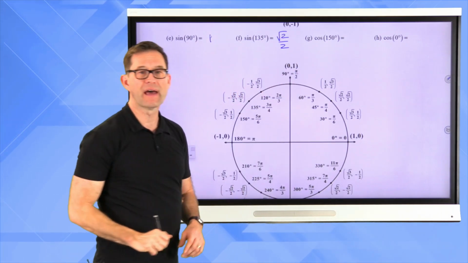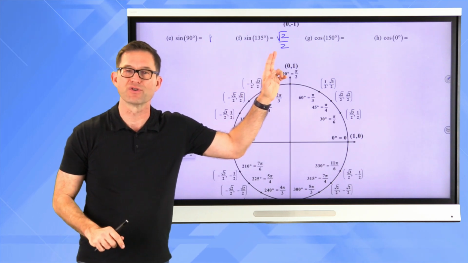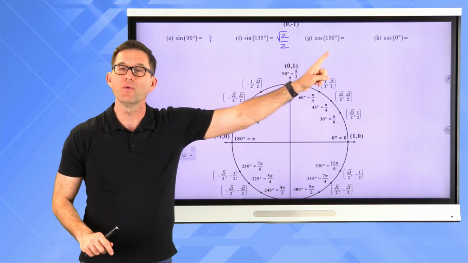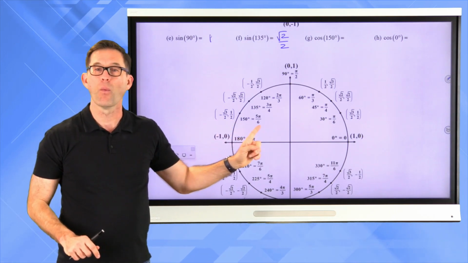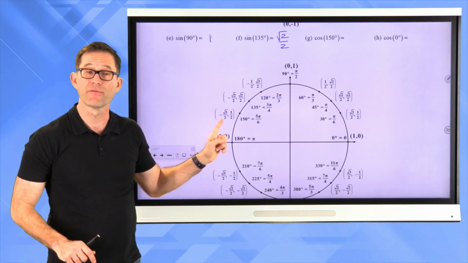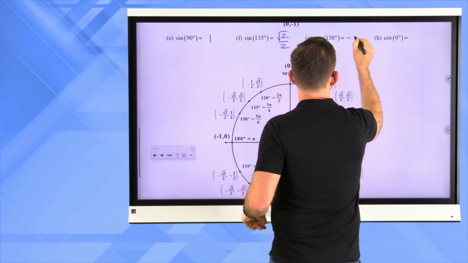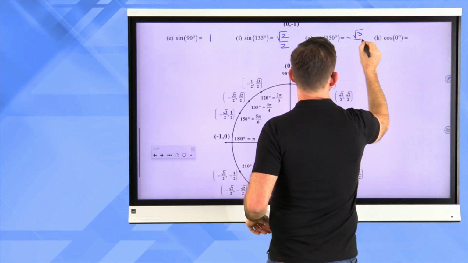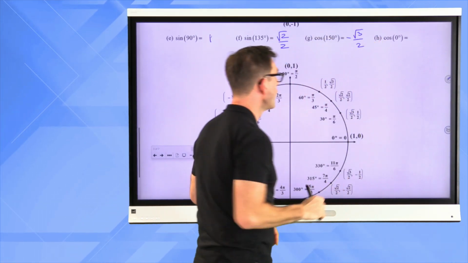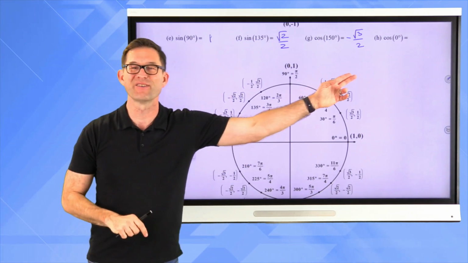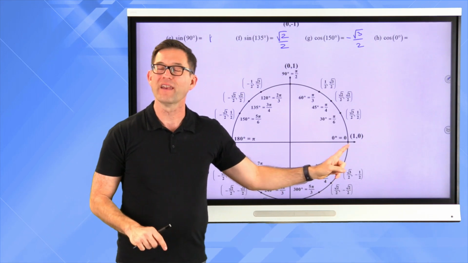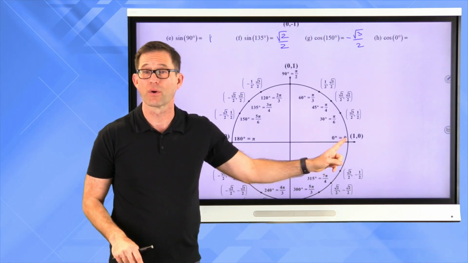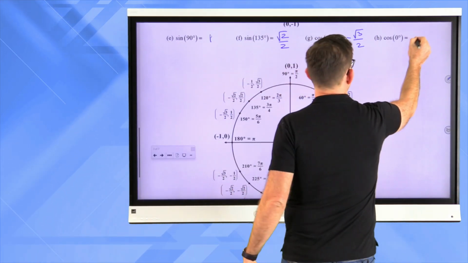Maybe we'll take a look at that in just a moment so that we see the decimal version of root 2 over 2. The cosine of 150 degrees is the x-coordinate at 150 degrees, which is negative root 3 over 2. You're going to get very sick of the fractions negative root 3 over 2 and root 2 over 2. And now cosine of 0, which we took a look at on the calculator already, is the x-coordinate at an angle of 0 degrees or 0 radians, and that's equal to 1.